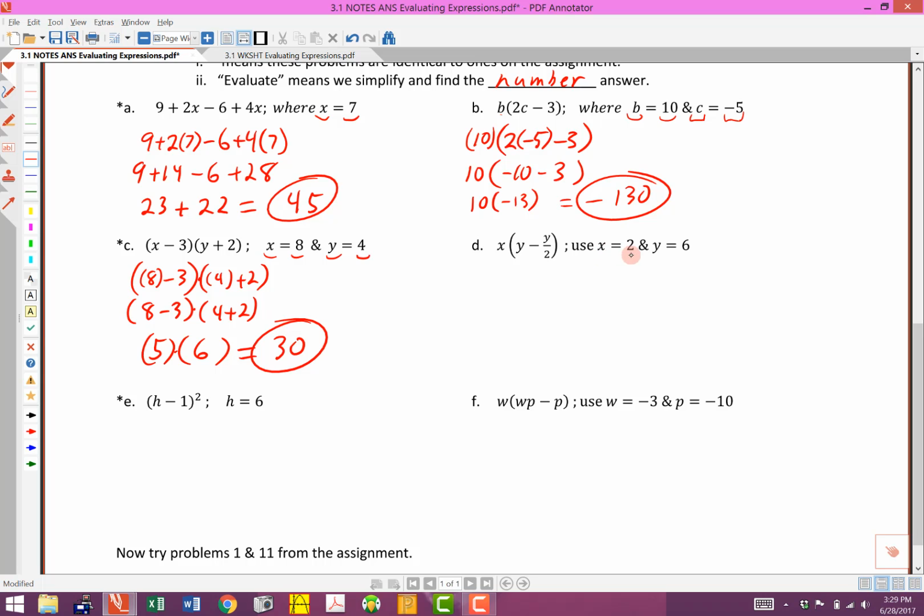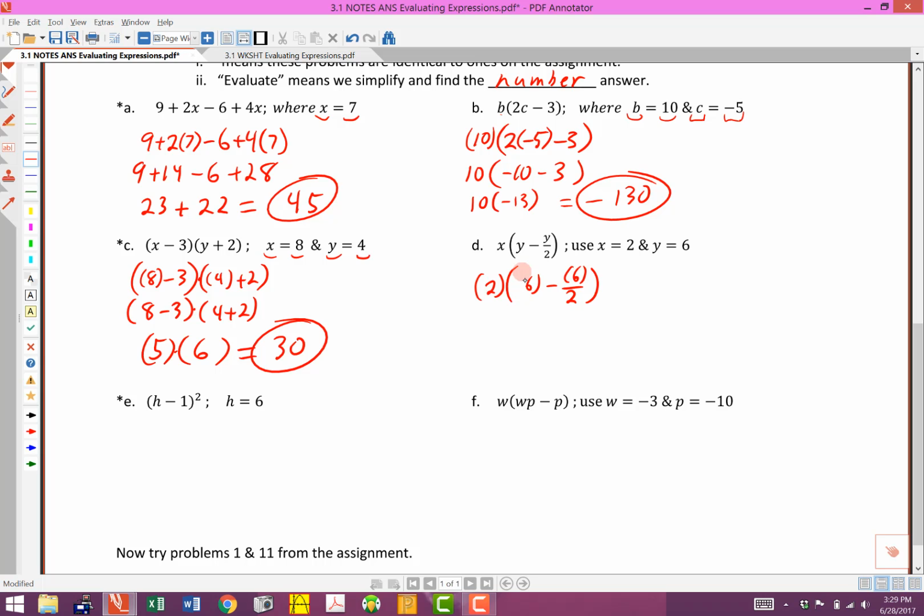Wherever there's an x, we're going to put a 2. Wherever there's a y, we're going to put a 6. So let's see. This is going to be a 2. I'll go ahead and plug that in parentheses. Put the 6 in parentheses. Minus a 6 in parentheses, put that over 2, and then close the parentheses.